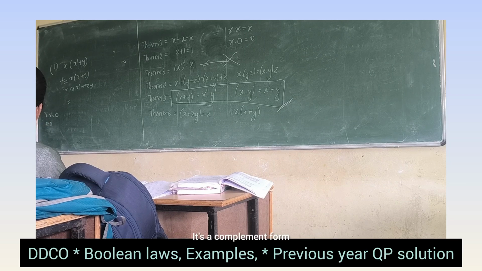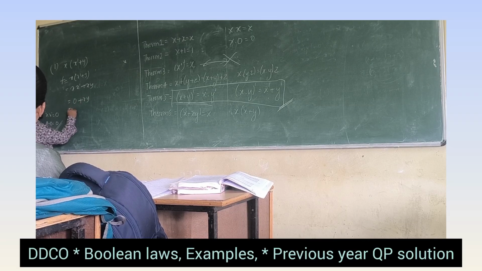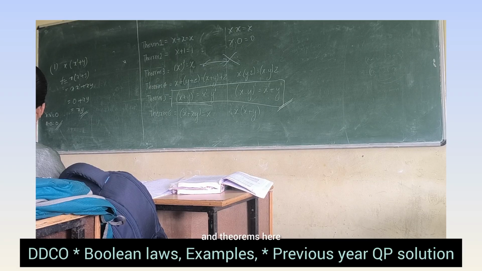It's a complement form. One's complement is 0, and the complement of 0 is 1. So that definitely becomes 0 plus xy. The answer is xy only. Just apply the Boolean postulates and theorems here.